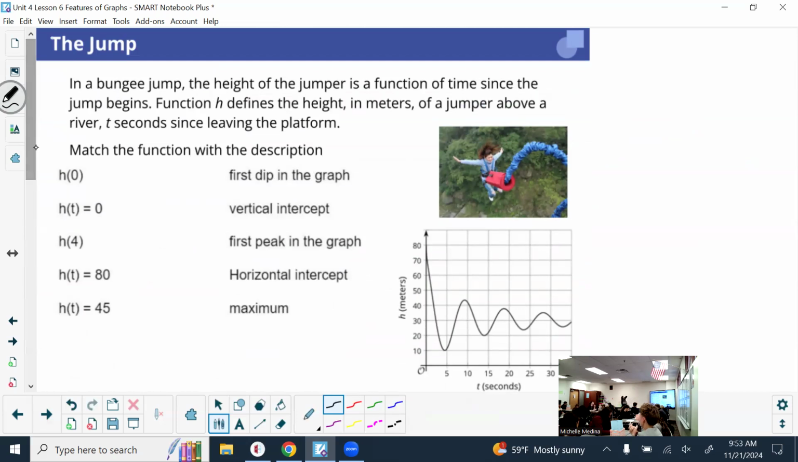In a bungee jump, the height of a jumper is a function of time since the jump begins. Function H defines the height in meters of a jumper above a river, t seconds since leaving the platform. You need to match the function with the description. Go ahead and do that, and then we'll go over it. So give it a try. It's matching.